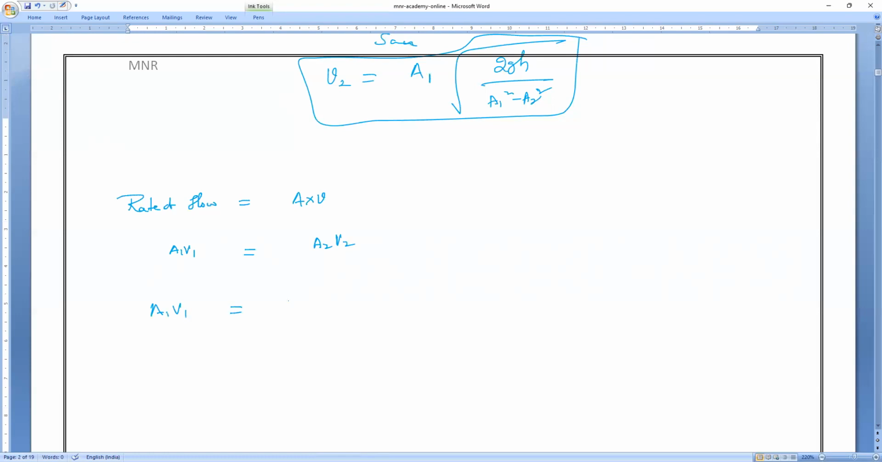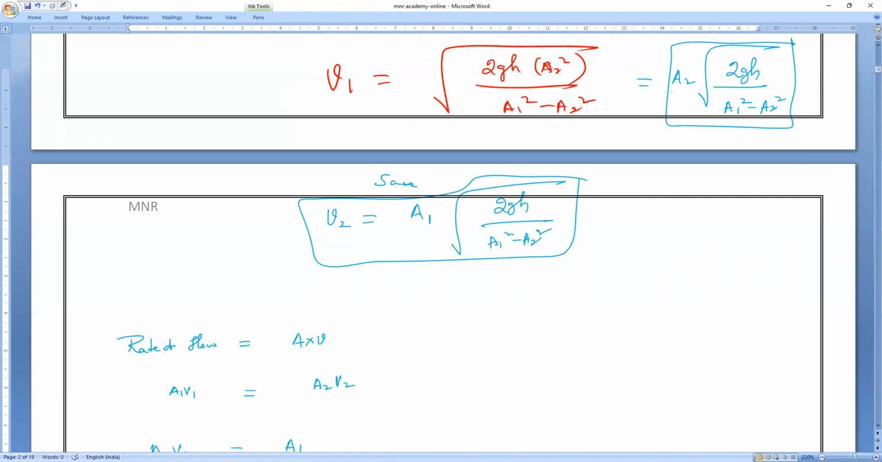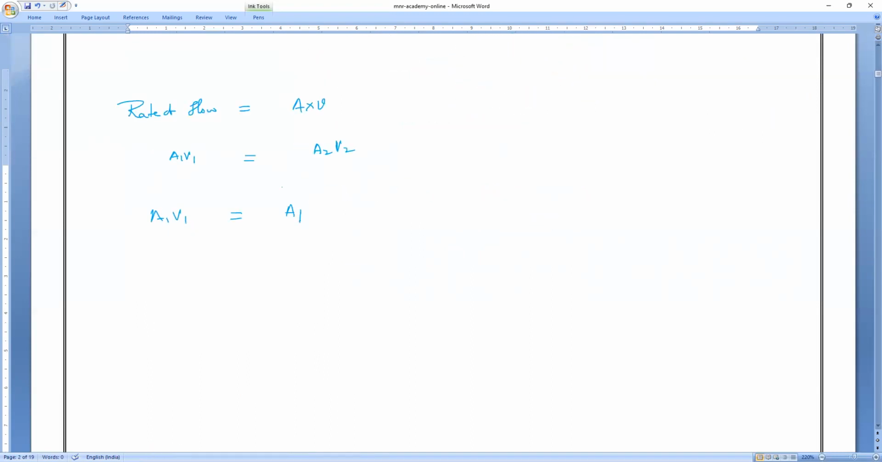So first I'll write A1, V1. A1 V1 is equal to A1 into, what is the V1? Check it, everybody. Say the formula. V1 is equal to A2 into root over 2GH divided by A1 square minus A2 square. Same way, A2 V2 is equal to, what is the formula? A2 into, what is the V2 formula? V2 formula, A1 into root over 2GH divided by A1 square minus A2 square. So this is the most important thing.